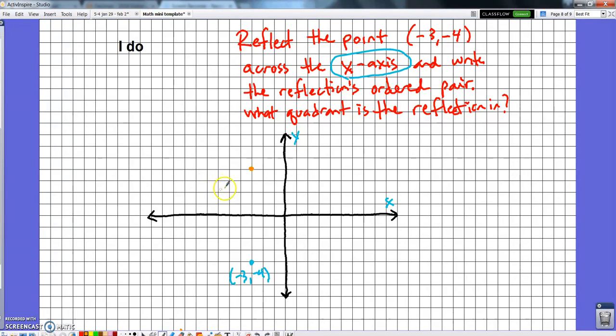That is the point negative 3, positive 4. And it is in quadrant 2. 1, 2. All right. So that is how you reflect a point across an axis, and that is what the quadrants are named. Hopefully that's pretty clear to you after these examples, and I will see you tomorrow.